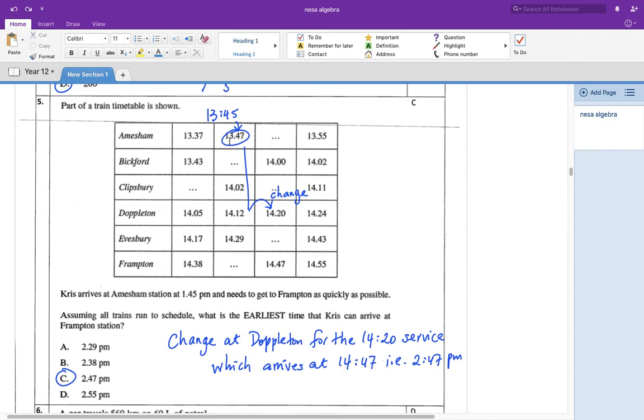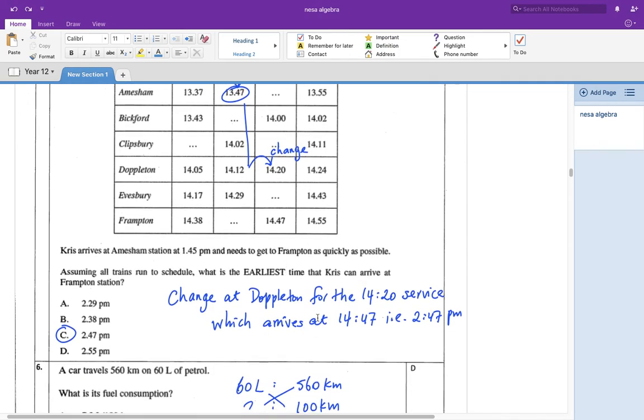Question 5, the person gets to the platform at 1:45. So that means they can't make the one before then, but they can make the next one. So they have 2 minutes to run to the platform and get on the train. But this one does not stop at Frampton, so they need to change somewhere. And we see that the next train stops at Doubleton, which this train also stops at. So I can change to that train. The waiting time will be 8 minutes, from 2:12 to 2:20, and then from that train I can get to Frampton at 2:47. And there's more explanation here.